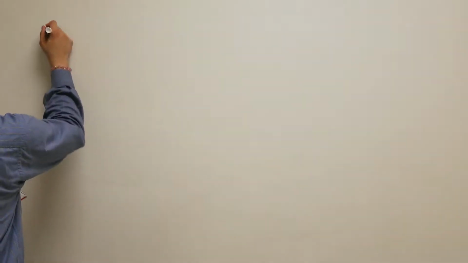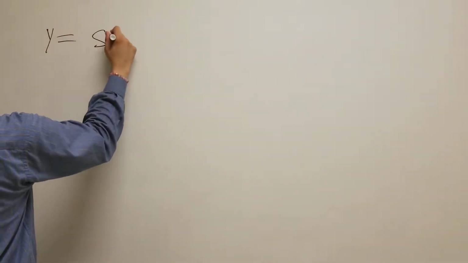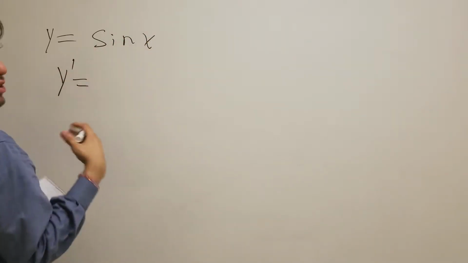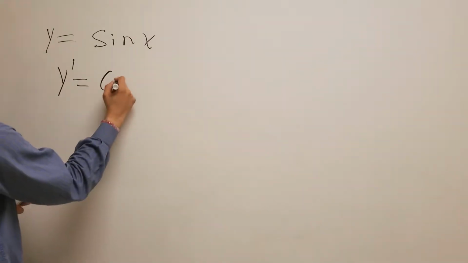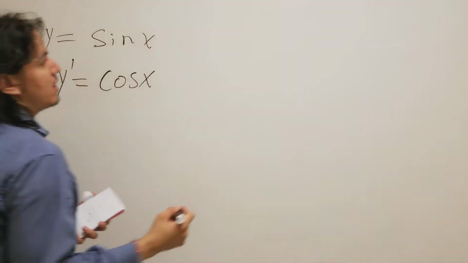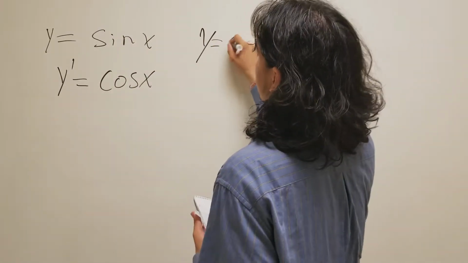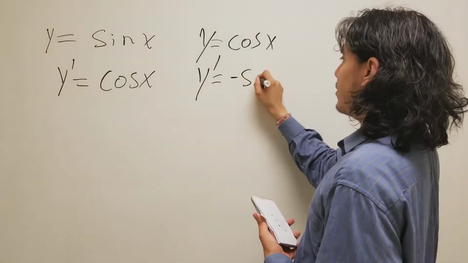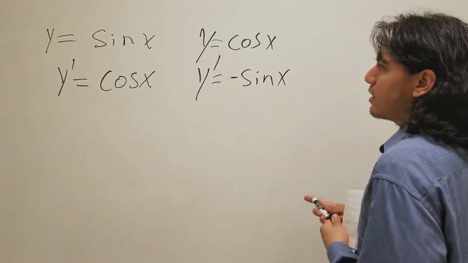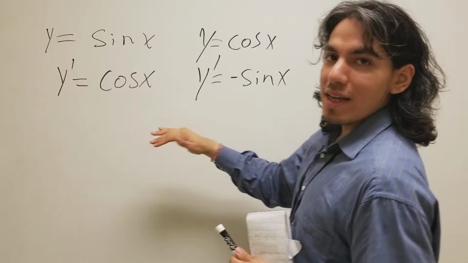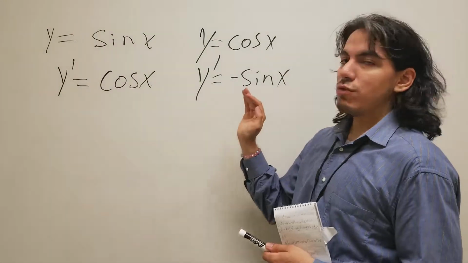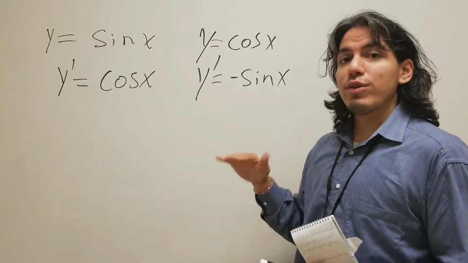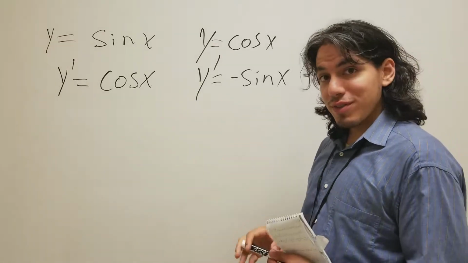So let's say y is sine x, with respect to x. When I take y prime, which is the derivative of sine, it's going to be cosine x. And if I said y is equal to cosine x, y prime is negative sine x. So that's the idea. Remember these derivatives. These are going to be very important to know in the future whenever we get to further derivatives.